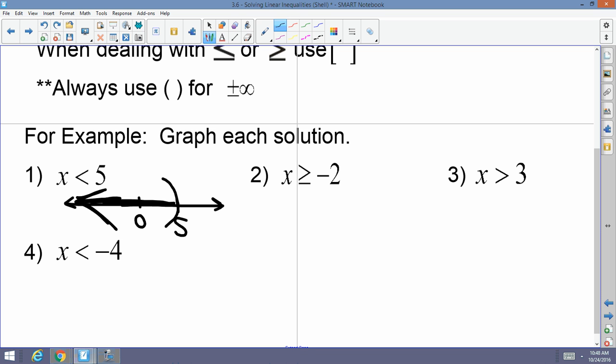Well, the solutions here are x is less than 5. So it's going to be anything to the left here, correct? Okay? So there's one finality here. It can be anything less than 5, but is 5 included in the solution? No, it's not. 5 is not less than 5. So no, 5 is not included.